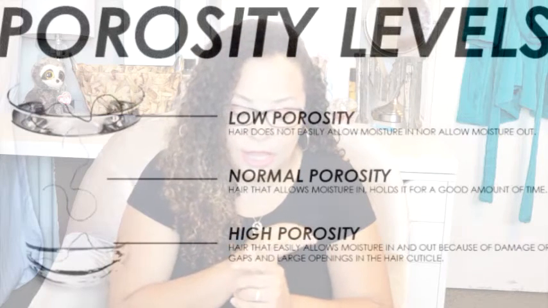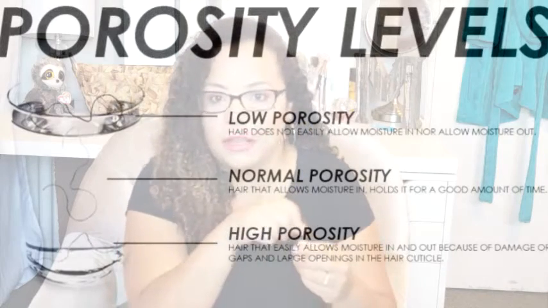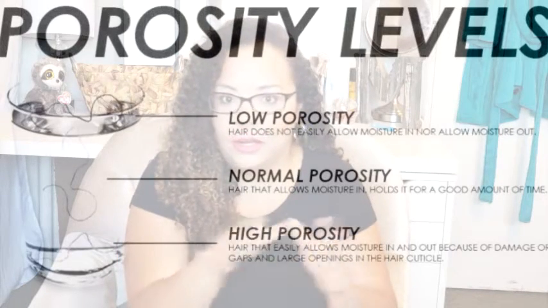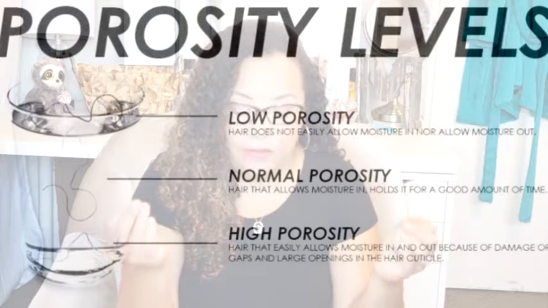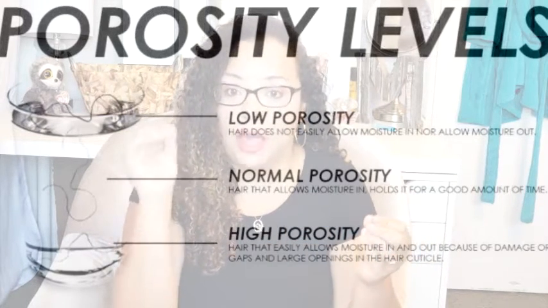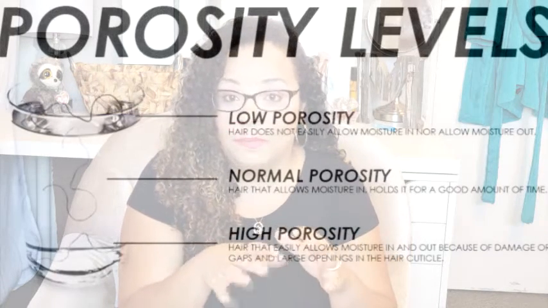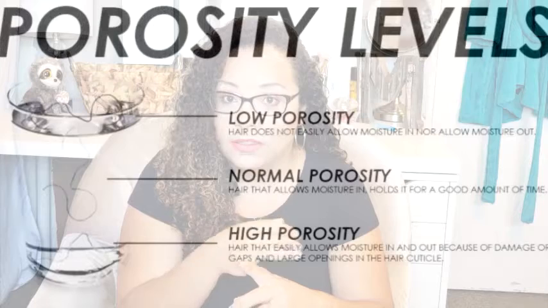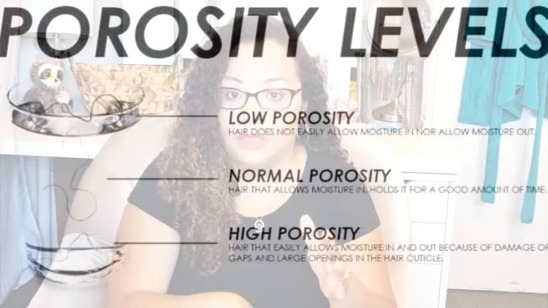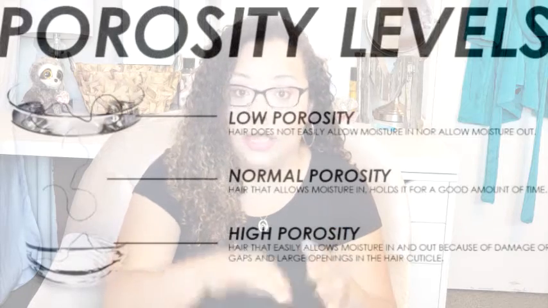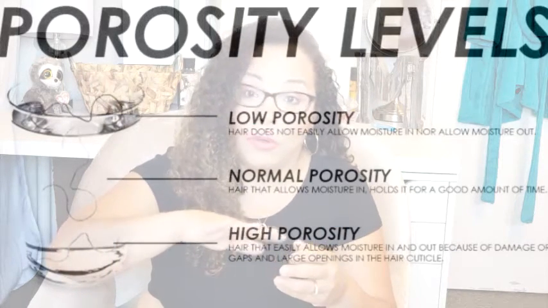So there is the shedding test. This is the first test. You take a clean strand of your hair, maybe when you're detangling after you wash it and get everything out, you drop it in a cup of water and give it a little bit of time. If it floats, then it is low porosity. If it drops to the bottom, it is high porosity. And if it stays somewhere in the middle, then it is normal porosity.